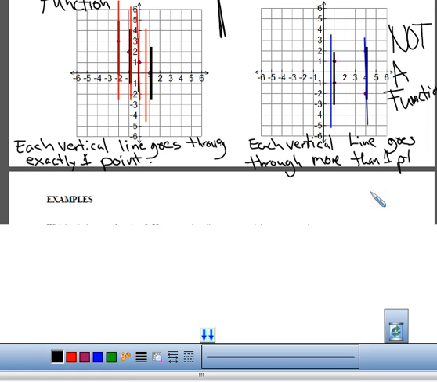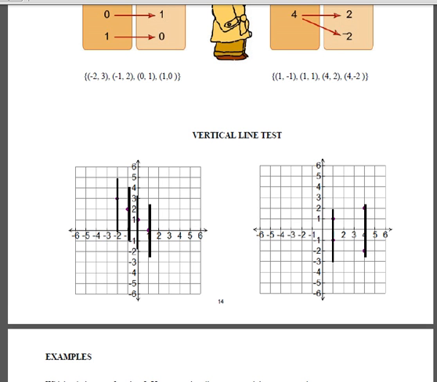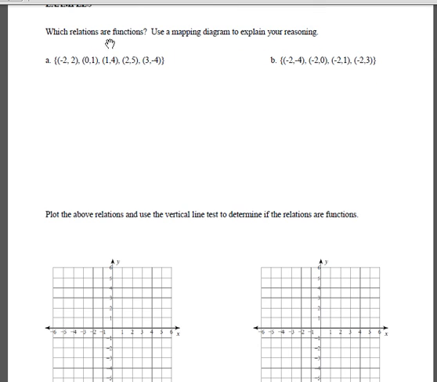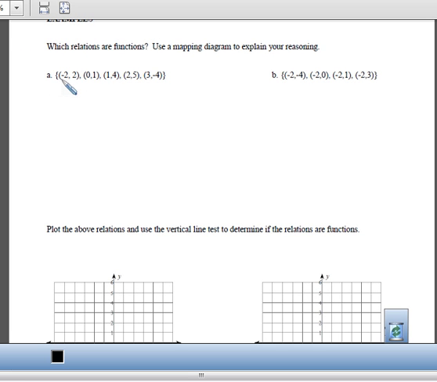All right, pretty simple. Okay, we are going to just take a look at one more quick example. I know this video is getting a little long, but we've covered a lot of awesome stuff. So this is very, very powerful. Okay, which relations are functions? Use mapping diagrams to explain your reason. Okay, so we have some sets of ordered pairs, or sets of coordinates.